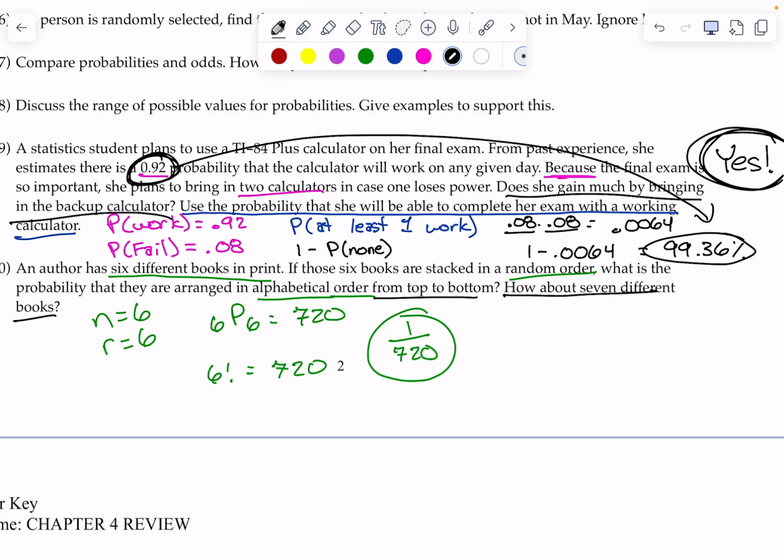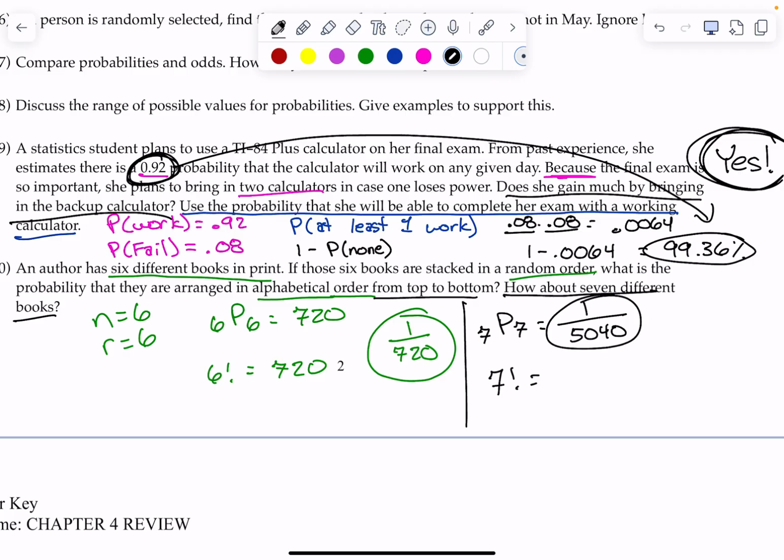How about 7 different books? Now we're doing 7P7 or 7 factorial, which is 5040, so the probability is 1 over 5040. That decreases my chances a lot. 1 over 720 is a lot better than 1 over 5040, and it's only one extra book, because there are that many more combinations. We're using all 7 books, or all 6 books, so it's basically nPn, or nPr with the same number. Got it?